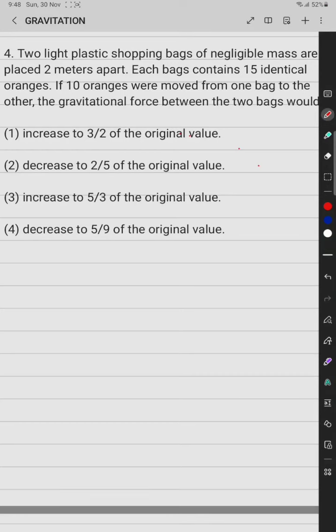According to the given situation, two plastic bags of negligible mass are placed 2 meters apart. It means the distance between the bags is 2 meters. Each bag has 15 identical oranges. Suppose the mass of each orange is m, so the mass of each bag is 15m.